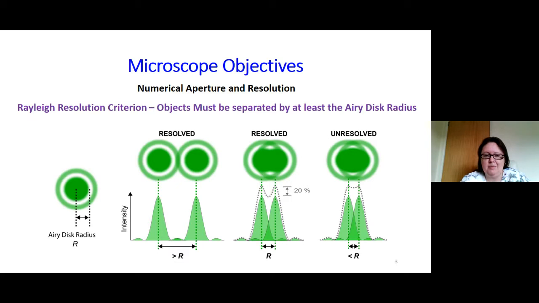Now, as you move them close together, for example, if they're the radius of the Airy disk apart, you can see that you can just about resolve that there's 2 point objects. And this is the diffraction limit. And then if you move them closer together, then you get an unresolved object because you can't distinguish these objects separately.